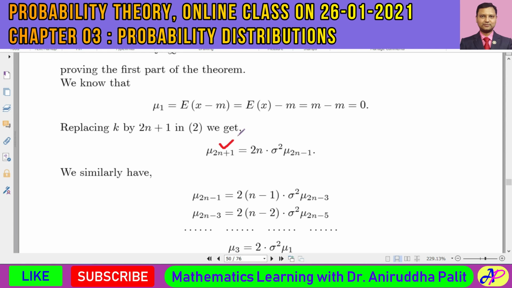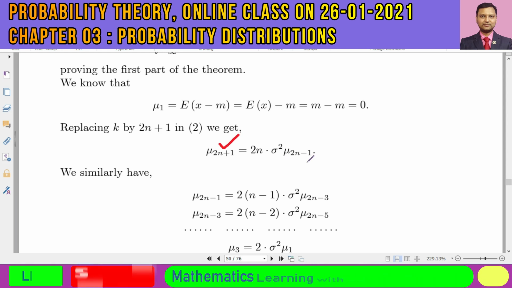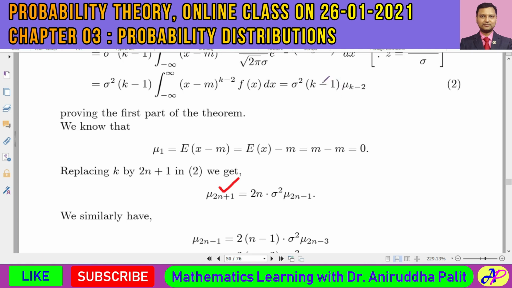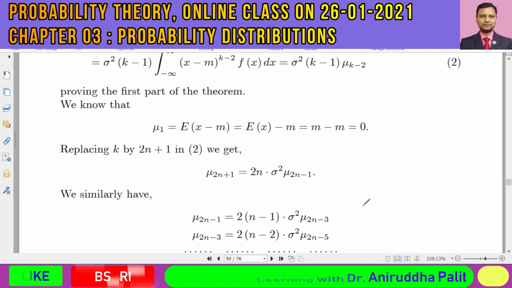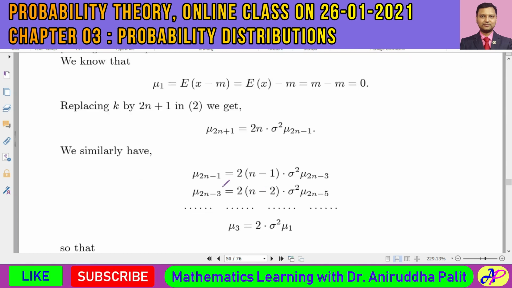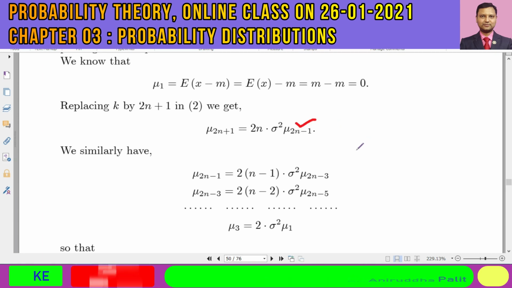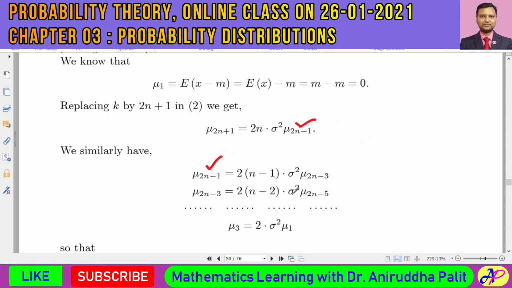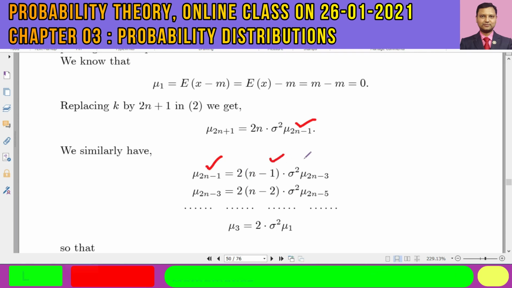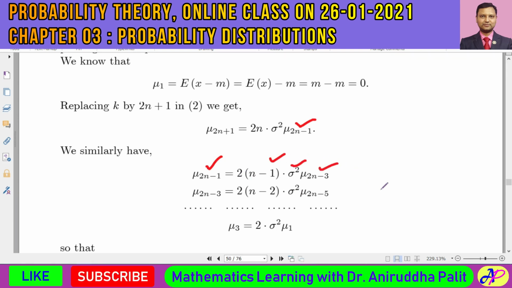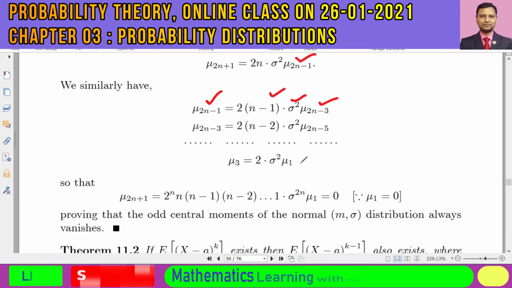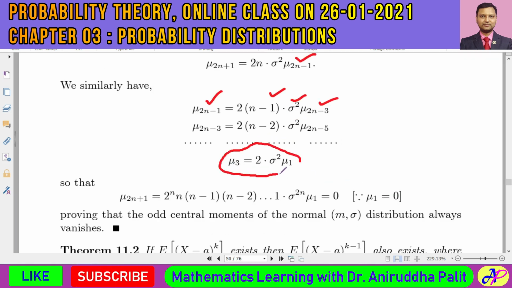You see, mu suffix 2n plus 1 should be equal to, by putting k equal to 2n in this relation, 2n into sigma square into mu suffix 2n minus 1. Similarly, if we want to find mu 2n minus 1, then we will have 2 into (n minus 1) into sigma square into mu 2n minus 3, and so on. So finally we shall have this type of result: mu 3 is equal to 2 into sigma square into mu 1.